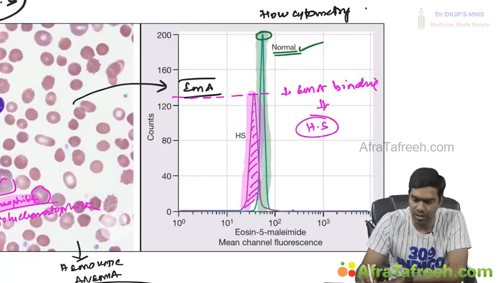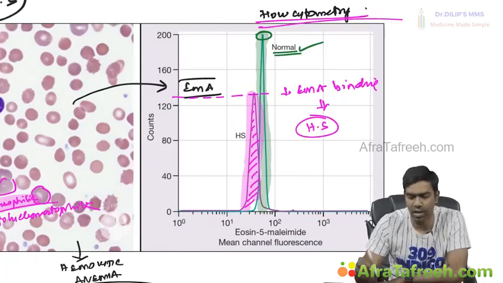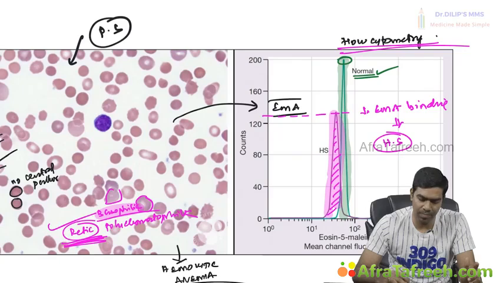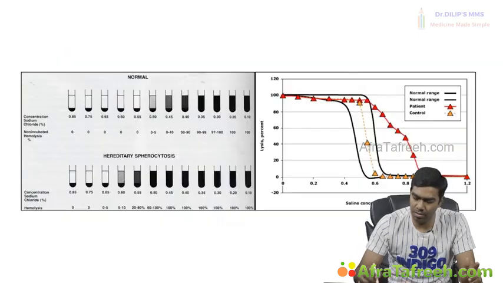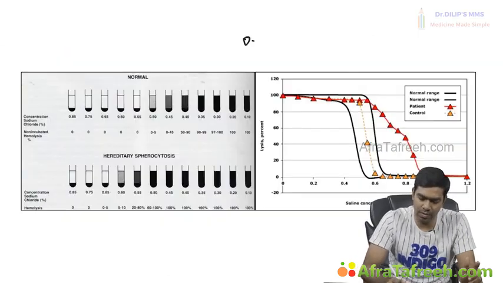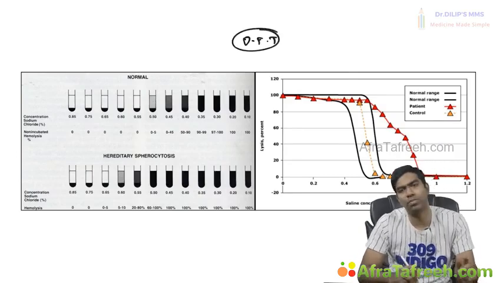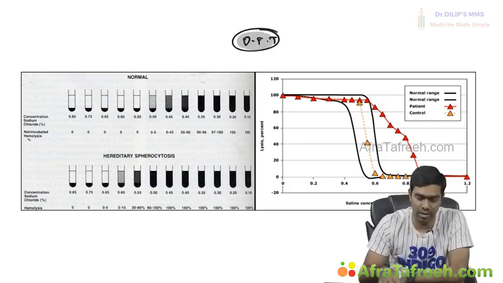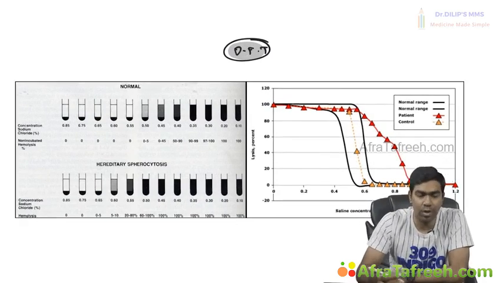That is why EMA binding by flow cytometry is the current gold standard for diagnosing hereditary spherocytosis. As simple as that. Then if you want to prove the osmotic fragility, how will you prove it? By the next step. So this is the osmotic fragility test, what we refer to as an OFT. How can you prove this? By the following technique. I have shown it in the picture itself.